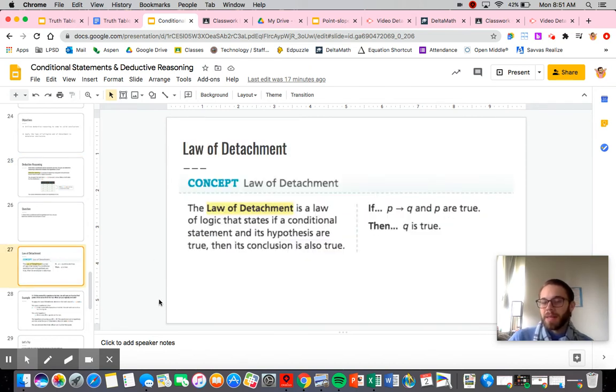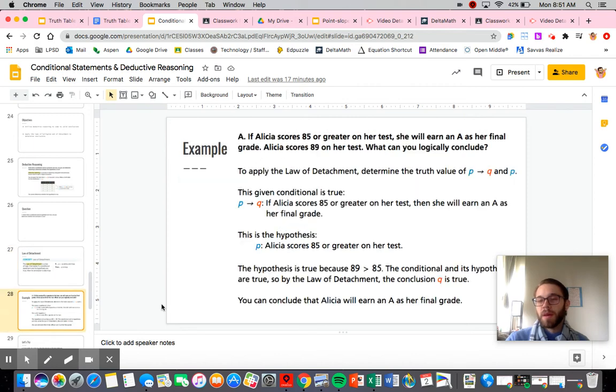So the law of detachment is a logical law stating if the conditional statement and the hypothesis are true, then the conclusion must also be true. All right. So if P implies Q and P are true, then Q is true, which you probably would have guessed. That seems like it follows pretty well.